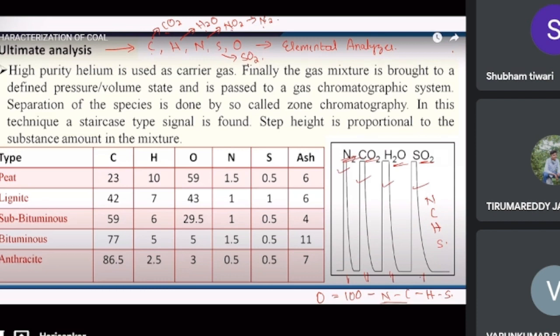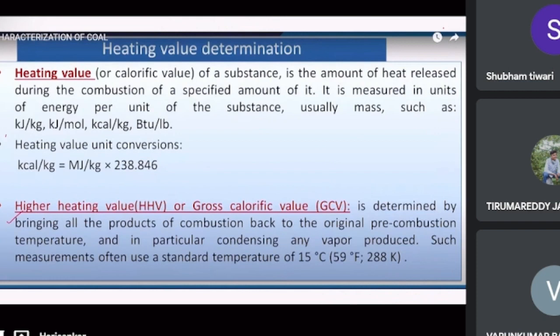So this is just a brief explanation of how you can find the ultimate analysis or the elemental analysis of your coal sample. And this table again just repeats what we saw earlier. The carbon content, you can see, is only 23% for the lowest quality peat, and it's 86.5% for anthracite. And obviously that means anthracite is the better quality coal compared to peat.